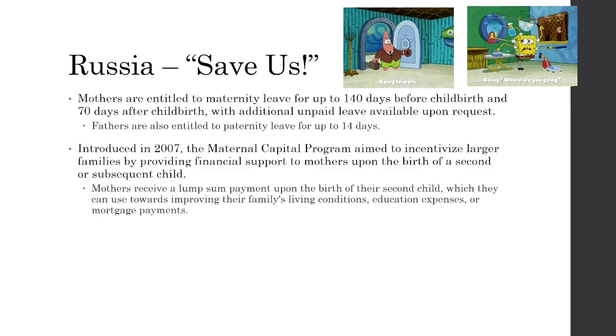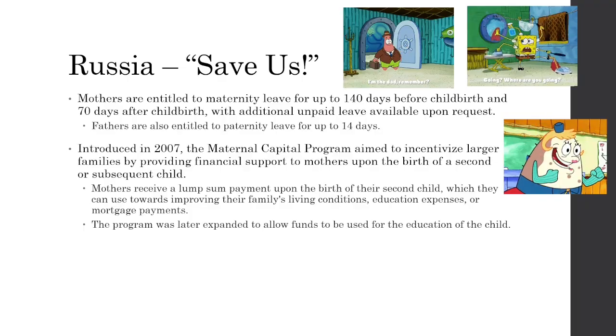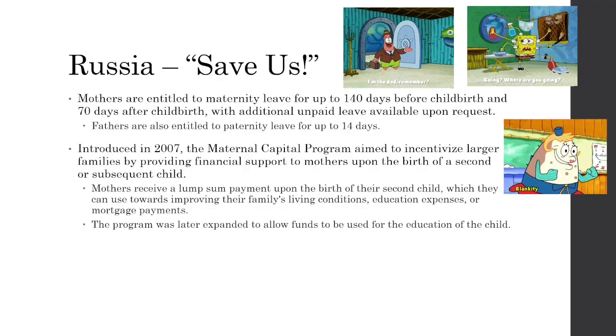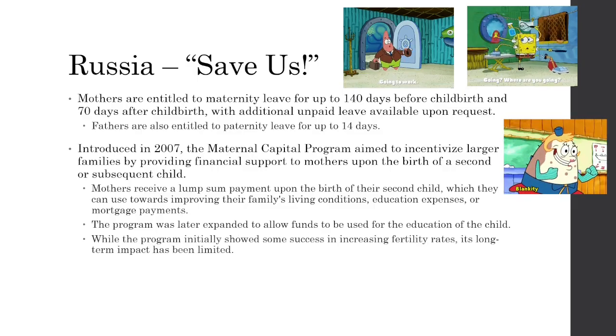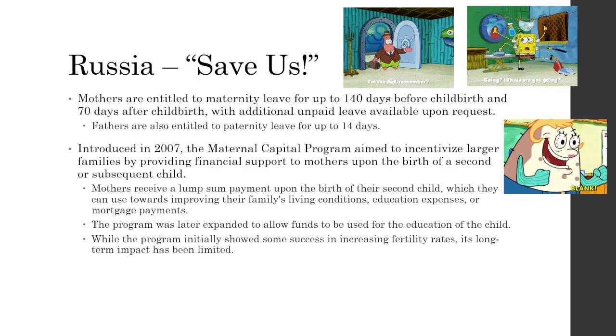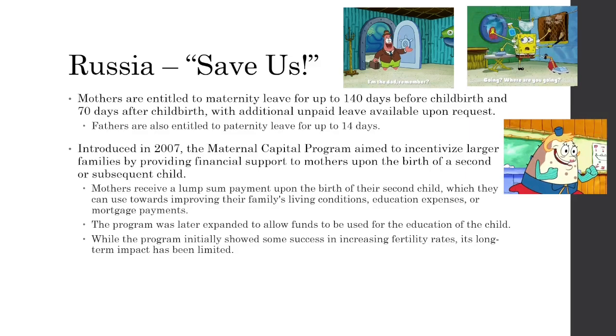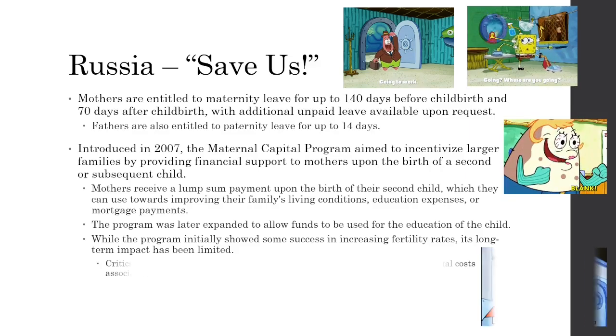Mothers receive a lump sum payment upon the birth of their second child, and they can use this to improve family living conditions, education expenses, or even mortgage payments. The program was even expanded to allow more funds to be used for the education of the child. While the program has shown some success in increasing fertility rates, its long-term impact has been pretty much limited.